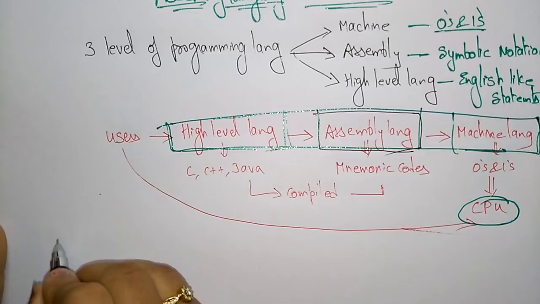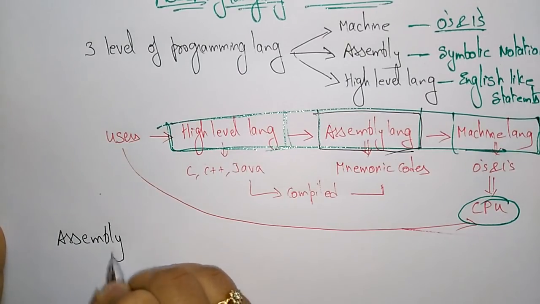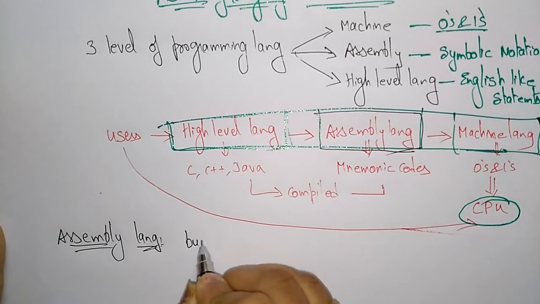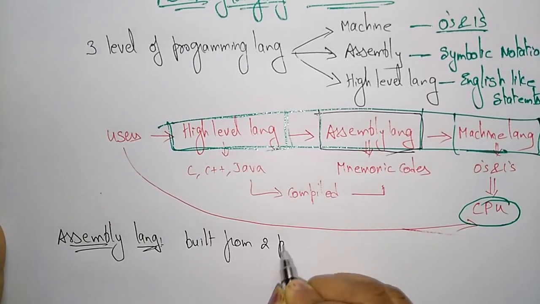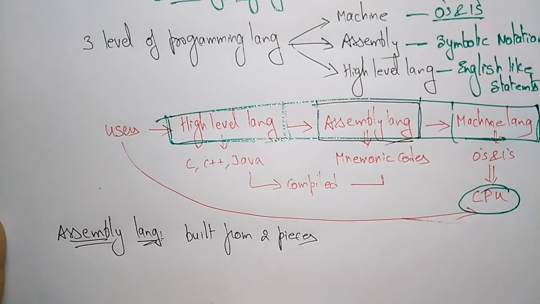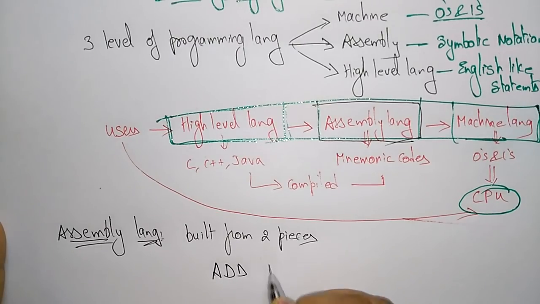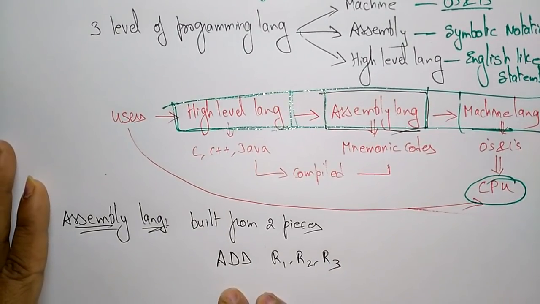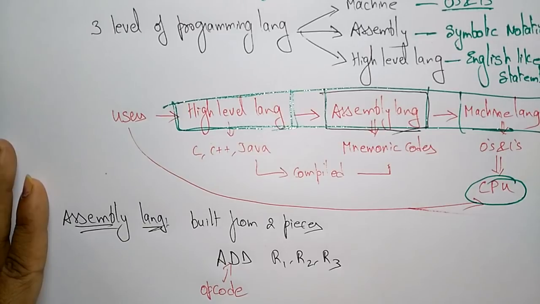Actually the assembly language is built from 2 pieces, that is, one is opcode and the next is operand. Let us take add R1, R2, R3. This is a statement that looks like assembly language. These are the mnemonics. Here the add is called the opcode. Opcode means what operation has to be performed. And these 3 are operands.